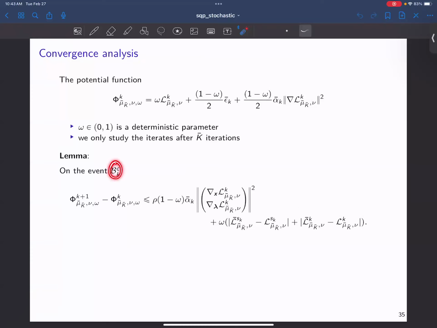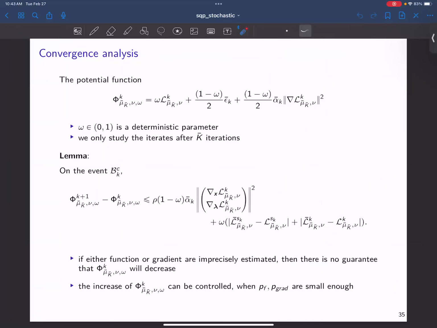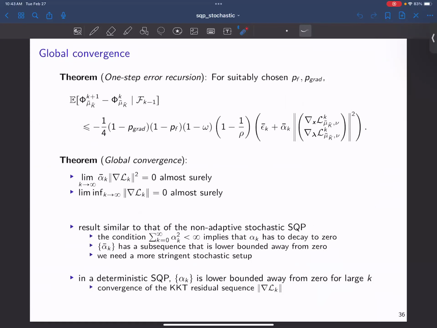And finally, if I do not estimate correctly the augmented Lagrangian, then again, my potential function can increase, but not by much. So putting these pieces together, we can show the following one-step error recursion, which says that in expectation, conditional on the filtration, all of the information up until iteration k, the potential function will decrease. And this then allows us to show that our iterates converge almost surely to a stationary point of the Lagrangian, and also there is a bound on the iterates.